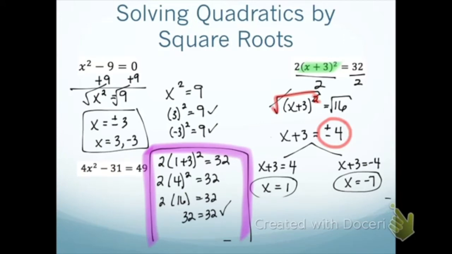One way that you can check yourself is by plugging these numbers back in. As you can see here in the purple, I've checked the solution x equals 1. So I plugged 1 into my equation where x would be, and I confirmed that I got 32 equals 32. You would also need to check -7 as well independently.